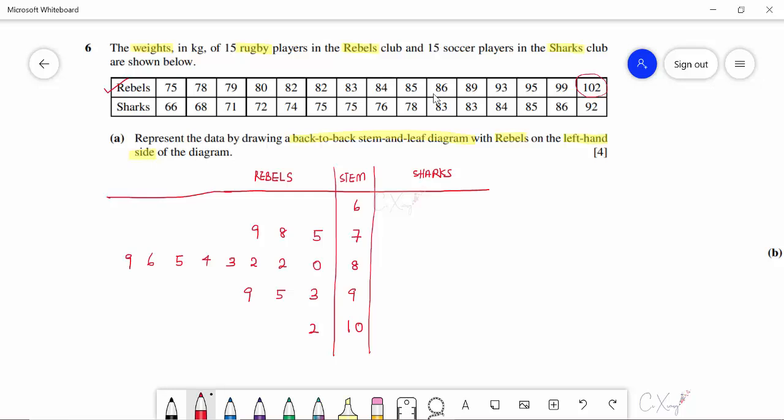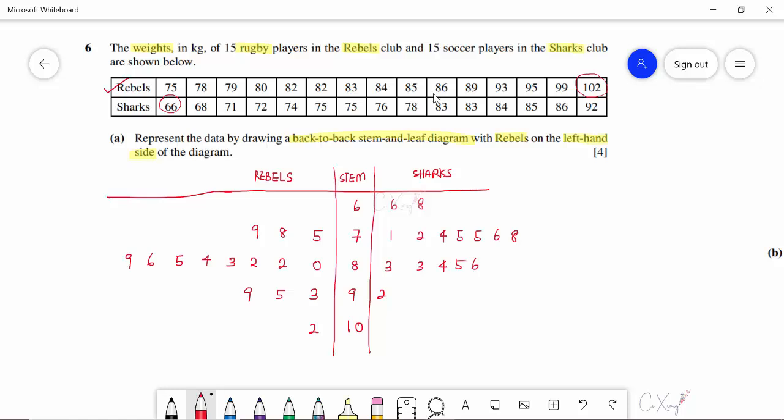And then for the Sharks part, again, you try to plug in all the values: 66, 68, 71, 72, 74, 75, 76, 78, then 83, 83, 84, 85, 86. And after that, you have 92. Okay, so this is how our back-to-back stem and leaf diagram looks like.